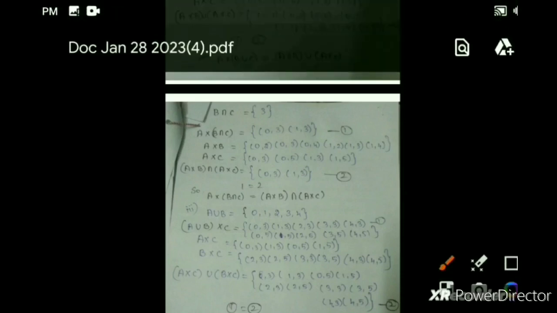B intersection C is 3. A cross B intersection C is 0, 3 and 1, 3. So we have to find A cross B and A cross C. Intersection of these two, we will get this as the answer, hence true.